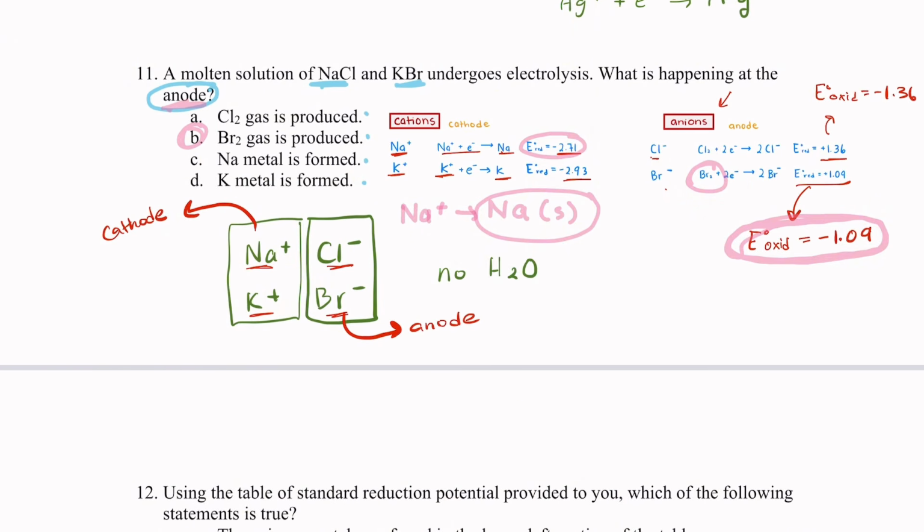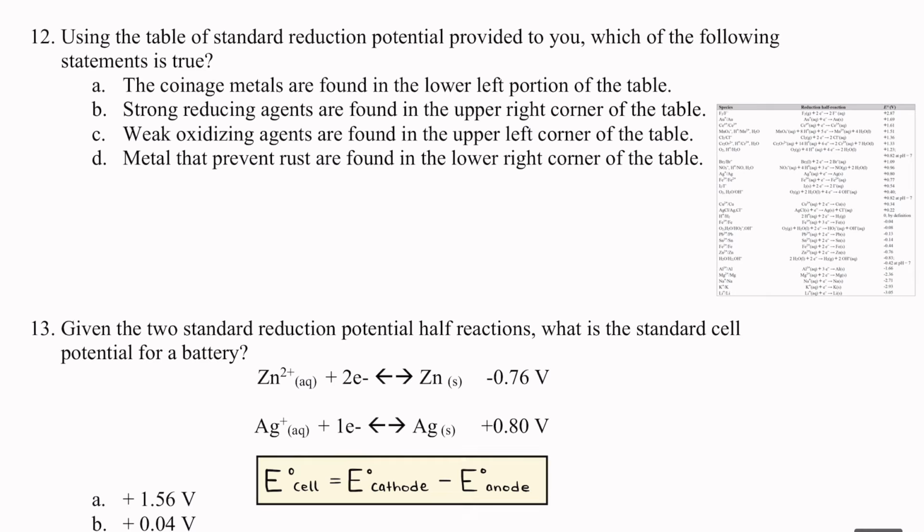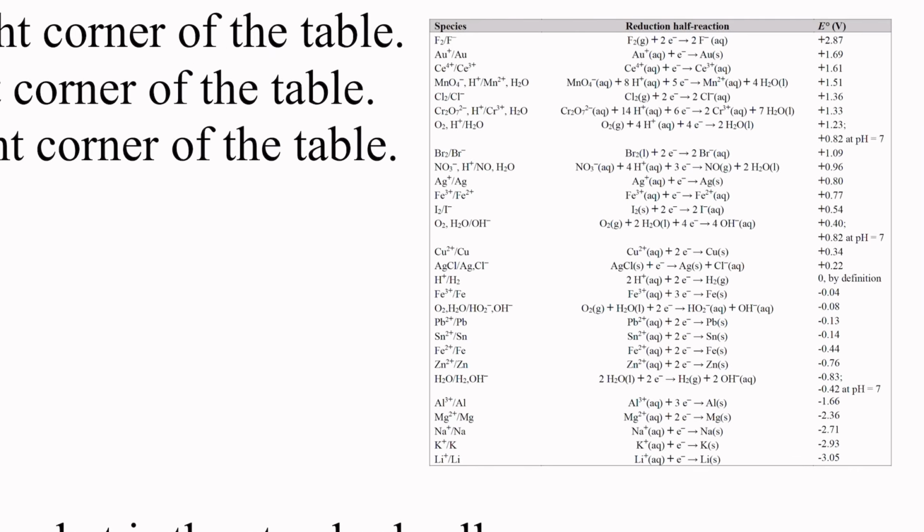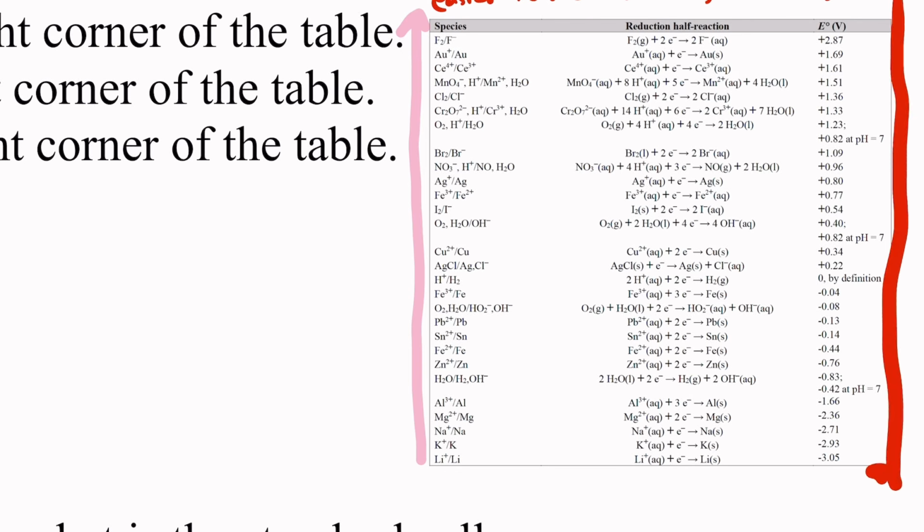Let's move on to problem 12. Problem 12 says, using the table of standard reduction potentials provided to you, which of the following statements is true? We read the table by remembering that species at the top with more positive reduction potentials are easier to reduce and therefore strong oxidizing agents as reactants. Species at the bottom with very negative reduction potentials are easier to oxidize and therefore strong reducing agents as products. With that in mind, we can go through each option one by one.